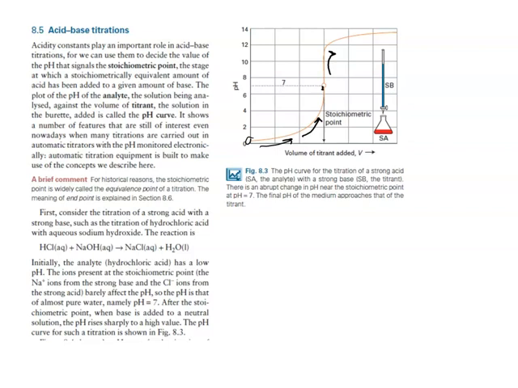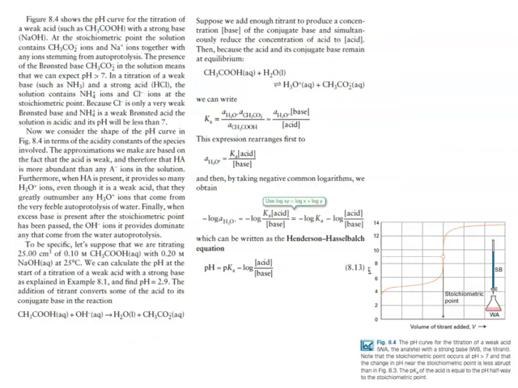We've all seen this example in 100-level chemistry. Let's move on. Figure 8.4 in the bottom corner of this slide shows the pH curve for the titration of a weak acid, such as acetic acid, with a strong base, sodium hydroxide. At the stoichiometric point, the solution contains the conjugate base, which is acetate, and sodium ions together with any ions stemming from autoprotolysis, which is trivial in this particular case.